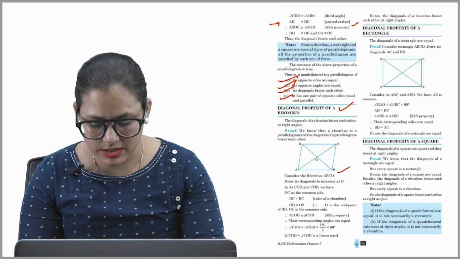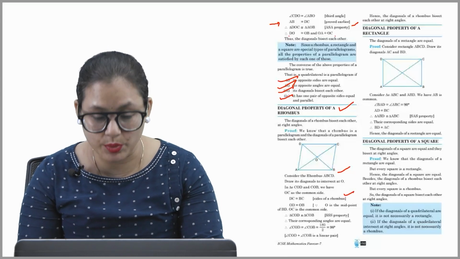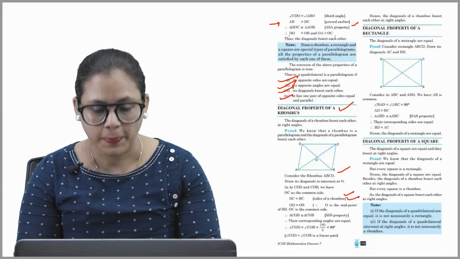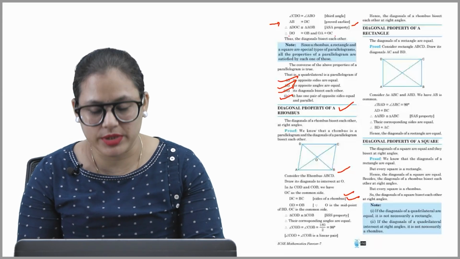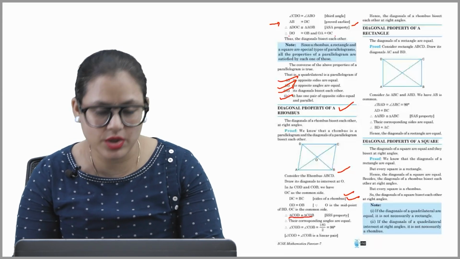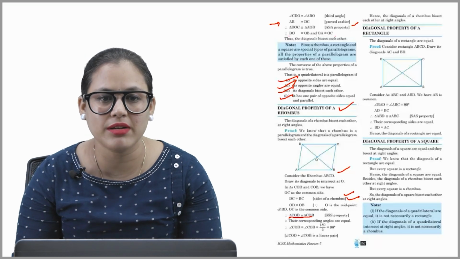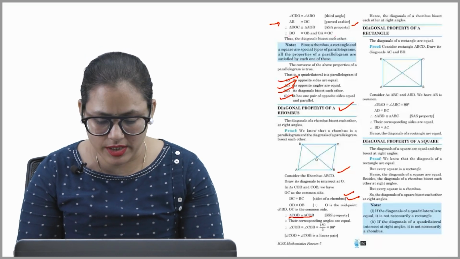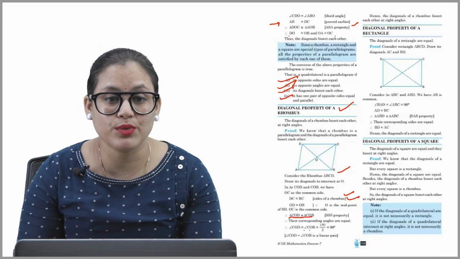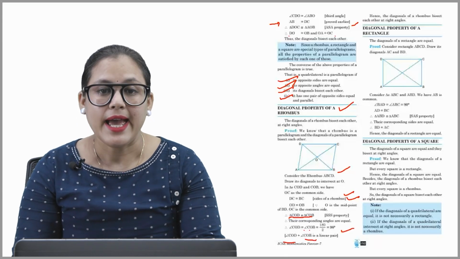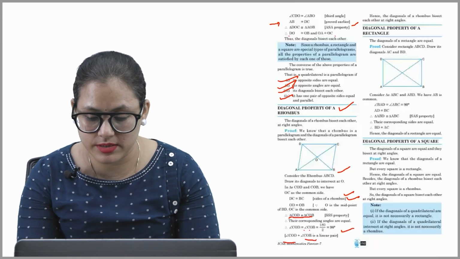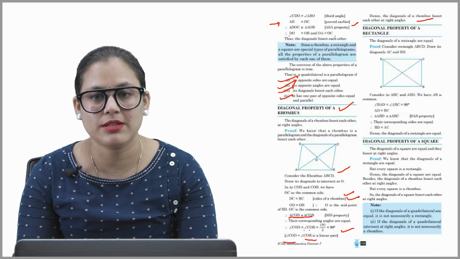DC is equal to BC, side of a rhombus, and OD is equal to OB because O is the midpoint of BD and OC is the common side. Now, by SSS property, these 2 triangles are congruent to each other and their corresponding angles are equal. So, angle COD is equal to angle COB is equal to 180 by 2, that is 90 degree. And angle COD plus COB is a linear pair. Hence, the diagonals of a rhombus bisect each other at right angles.